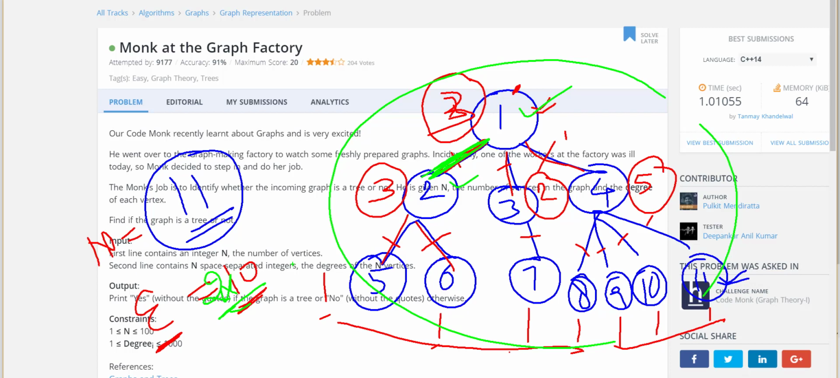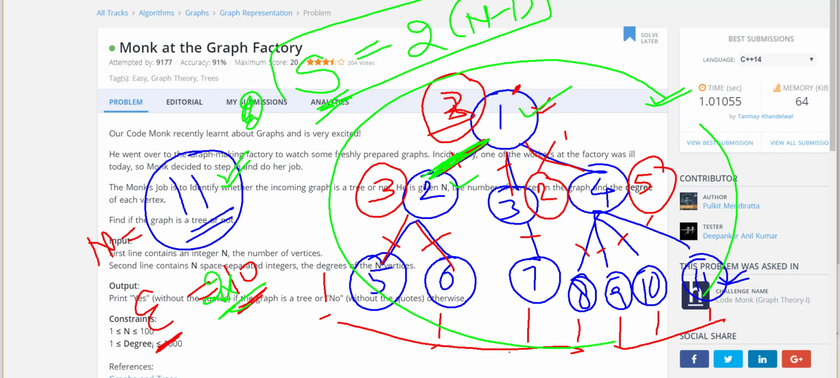So what we can do is, we are given n, we are given degrees. Let's add all the degrees. Once you add all the degrees, let's say that sum is s. If that is the case, this sum should be equal to 2 times n minus 1. If that property holds true, we can say yes, this is a tree.